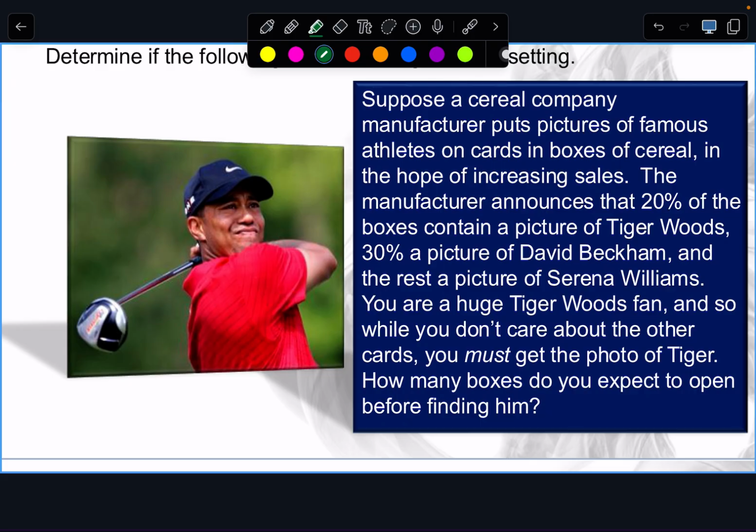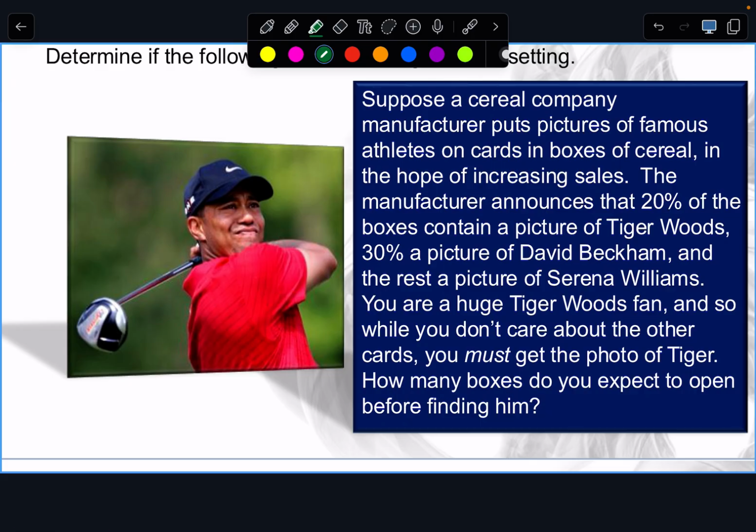Would opening the boxes of cereal be independent from one another? Yeah, whatever we get from the first box isn't going to dictate what we're going to get in the next box, right? So we have independence. Are we looking for a first success? Yeah, we're saying how many boxes, how many trials do I have to perform before I find a Tiger Woods card? So we're looking for that first success, and then the probability of success will be the same throughout. Because we've already established that independence, the probability of success of 20% would remain constant throughout.